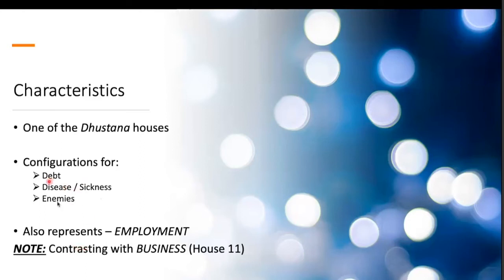Sixth house, okay, although they are Dhustana and Dhustana is the bearer of negative things such as these, it also represents work, such as being employed in a company, employment per se.